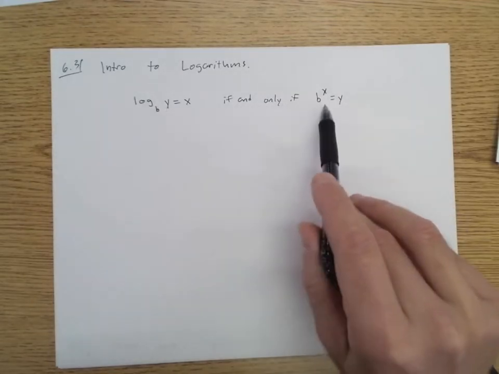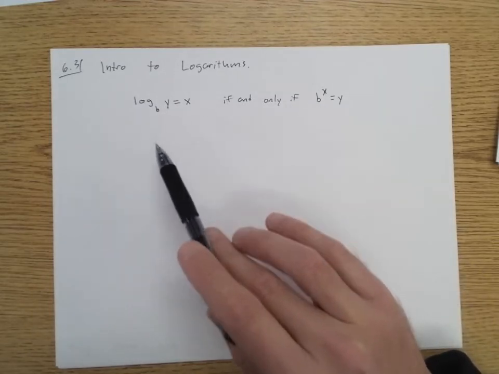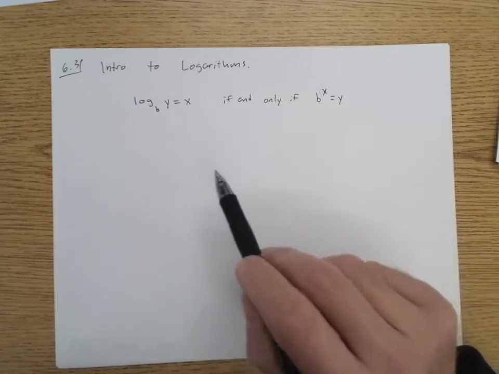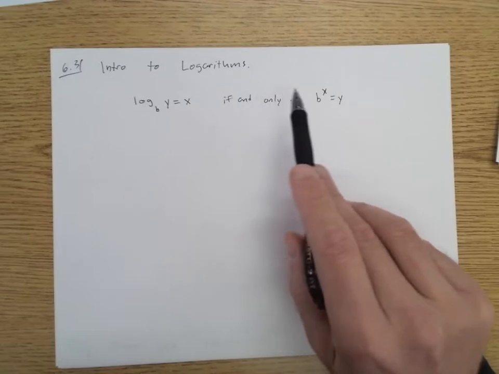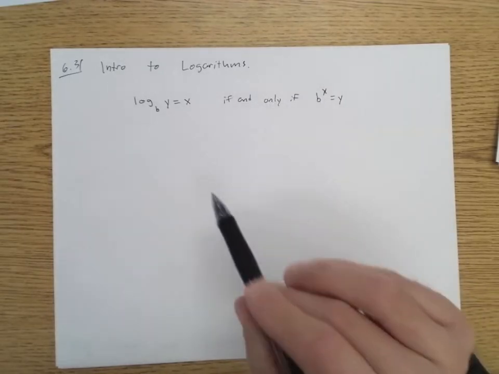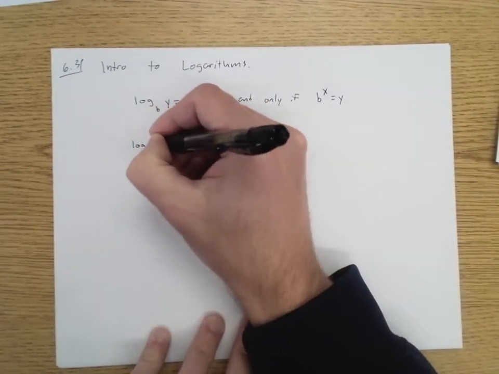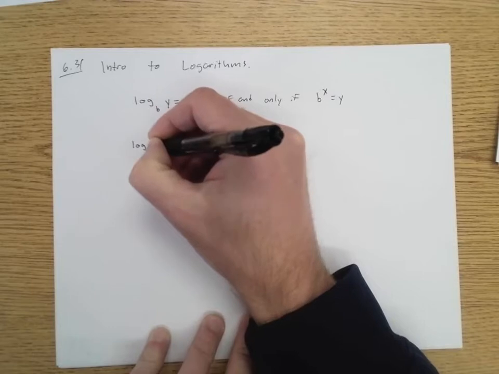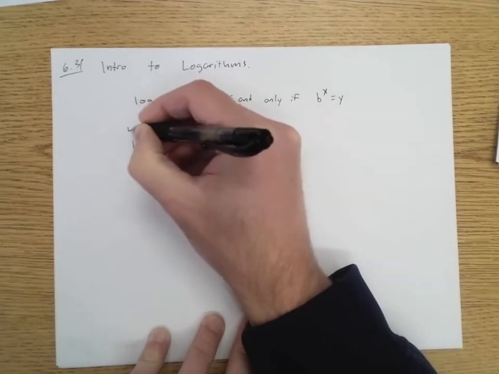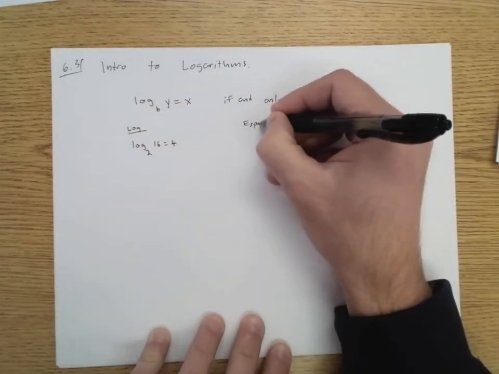What we're going to be doing to start with is taking equations written as a logarithm equation and rewriting them as an exponential equation and vice versa. The main thing to keep in mind is that no matter which way you write it, it's the same. The base is the same. So for example, let's start with log base 2 of 16 equals 4. This is log form, and we're going to rewrite it in exponent form.